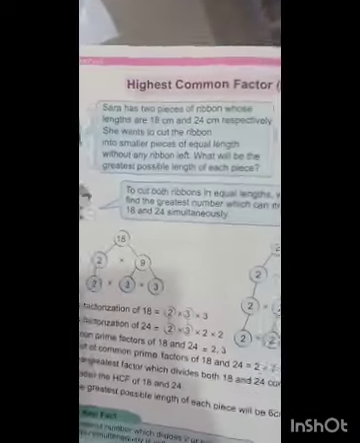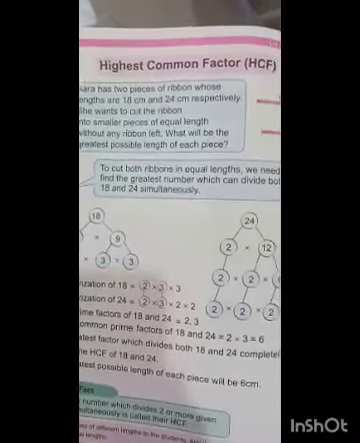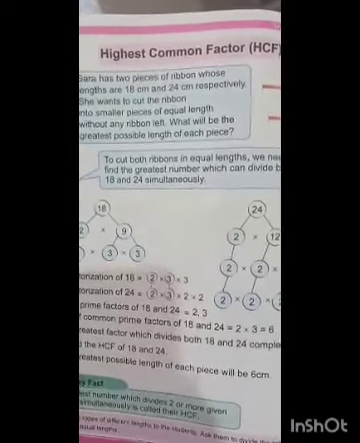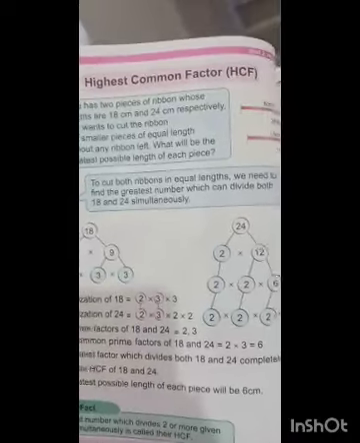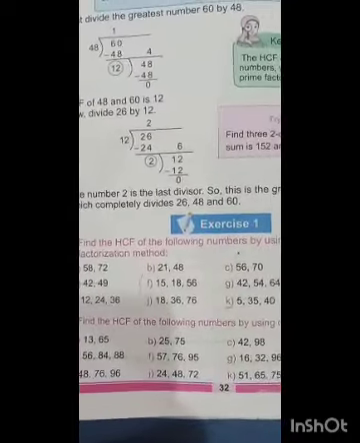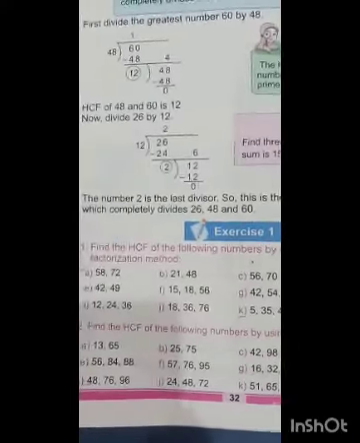Unit 2 in this lecture. HCF means highest common factor. Okay, there are two ways to find highest common factor. One is prime factor method and second is division method. Okay, so the question for number 1 of exercise 1 is find HCF by using prime factor method.